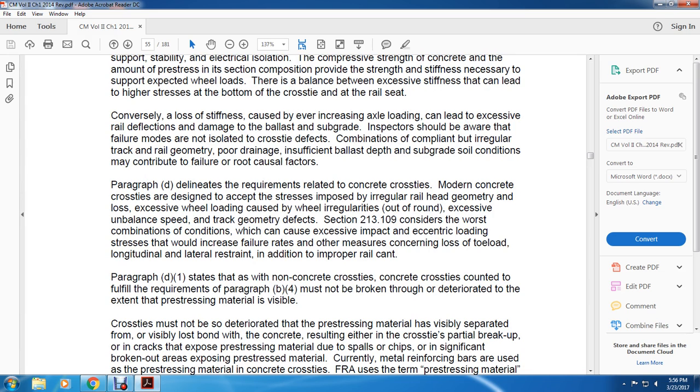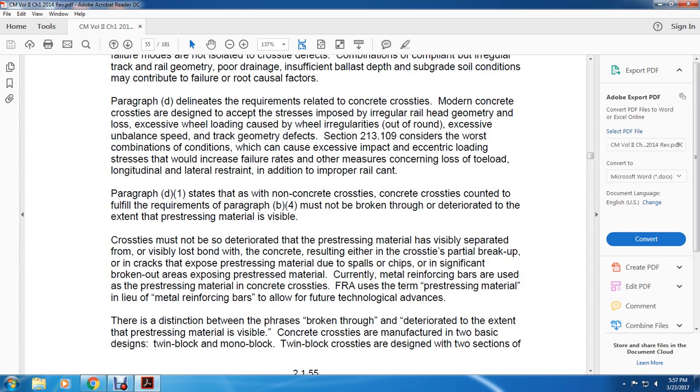Conversely, a loss of stiffness caused by an increasing axle load can lead to excessive rail deflection and damage to the subgrade. Inspectors should be aware the failure modes are not isolated to the cross tie defect. The combination of irregular track and rail geometry, poor drainage, insulation, ballast depth, and subgrade soil conditions may contribute to failure as root causal factors.